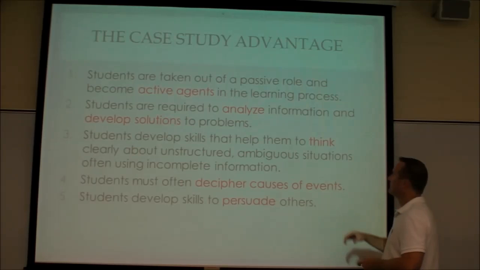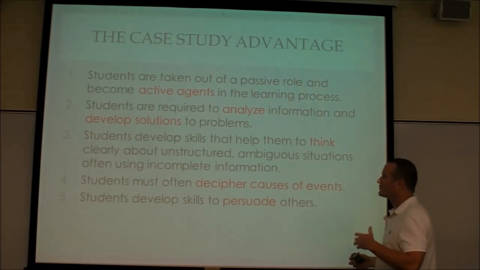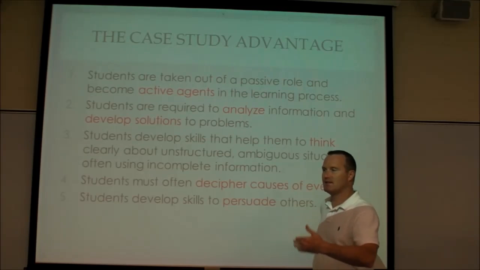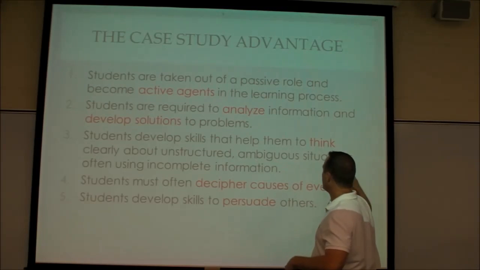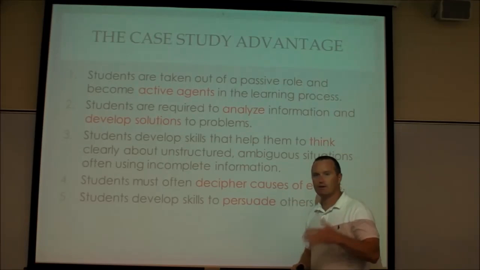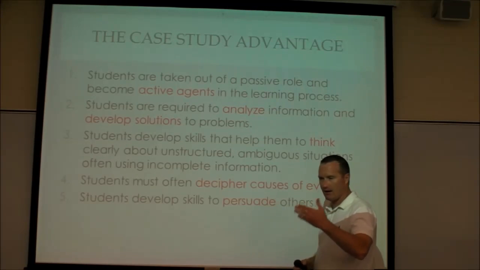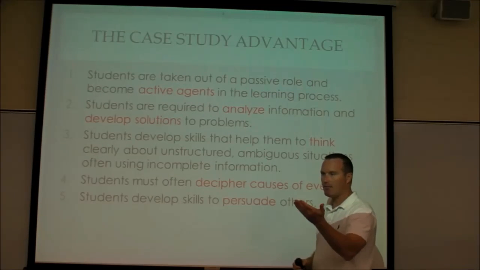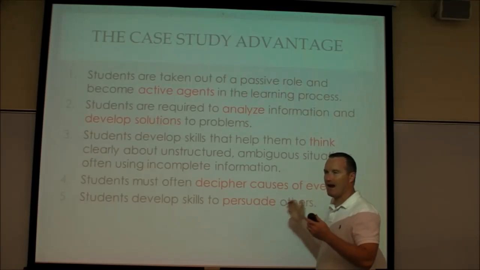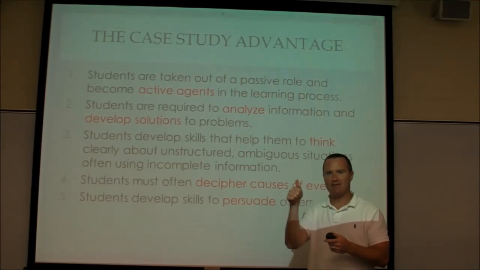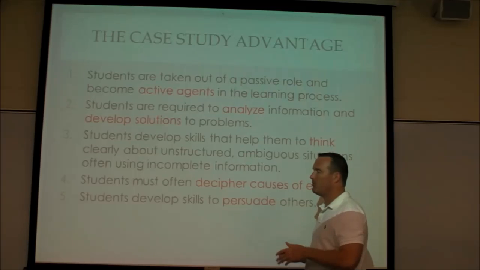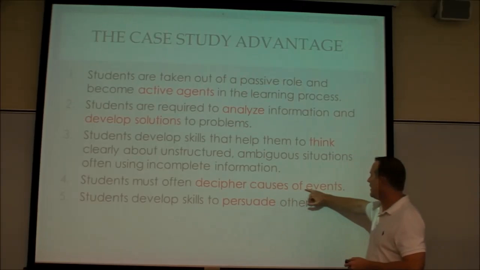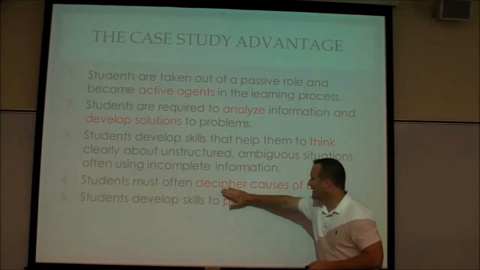Also, what we're looking for is for them to think about unstructured, ambiguous situations where they have to sit through and go through it step by step. Talking about ambiguous situations, there's a case study I use called Senator Williams, where you're given a handout of different scenarios that stack upon each other, and they keep adding and adding, and there's no way you can put your thumb on it and say this is exactly what's taking place. I will post that into the module soon. Students must often decipher causes of events, and this is what we're trying to get students to do.